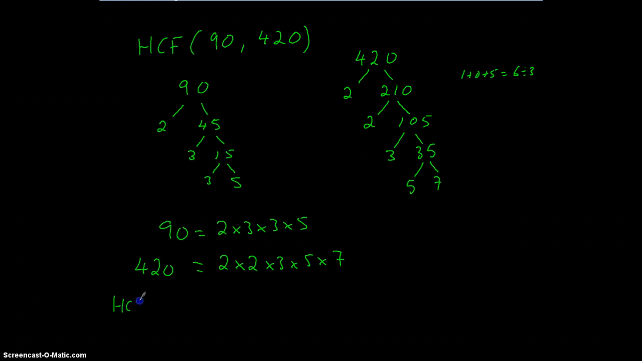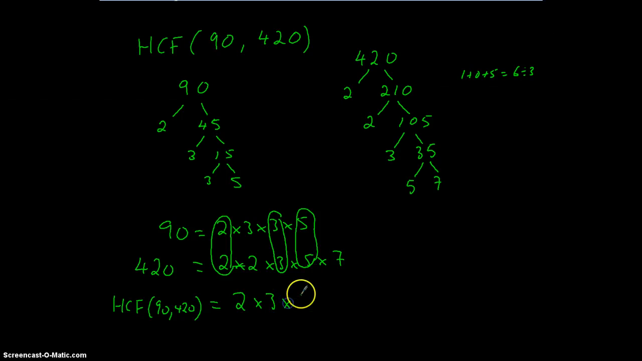We want the highest common factor of 90 and 420. Common is the key word. We're looking for the common prime factors. Can we see that 2 is common? That 3 there, that's common, and that 5 is common. And so 2 times 5 is 10, times 3 is 30. 30 is the highest common factor of 90 and 420.